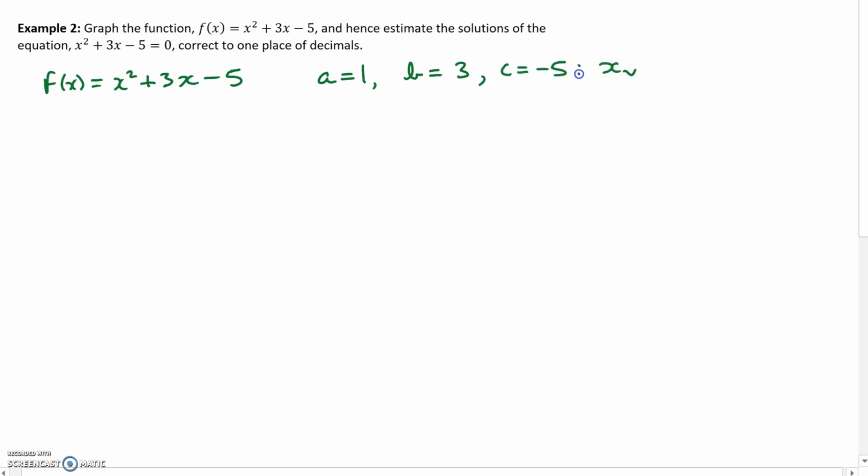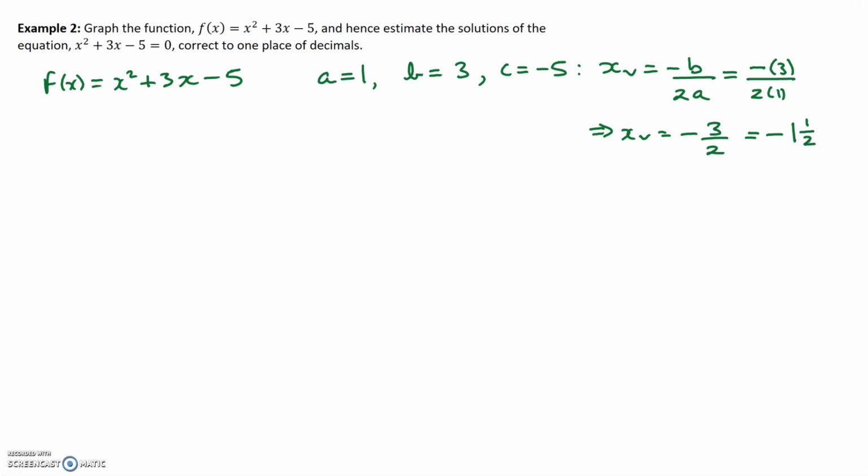Well, xv is equal to minus b over 2a. That would be negative 3 over 2 times 1. So xv is equal to negative 3 over 2. Okay, 2 times 1 is 2. Now negative 3 over 2 is negative 1.5. So this is different, because up to now in all the examples we've done, the x-coordinate of the vertex has been an integer, a whole number. This time it's a fraction, and that changes it a little bit.